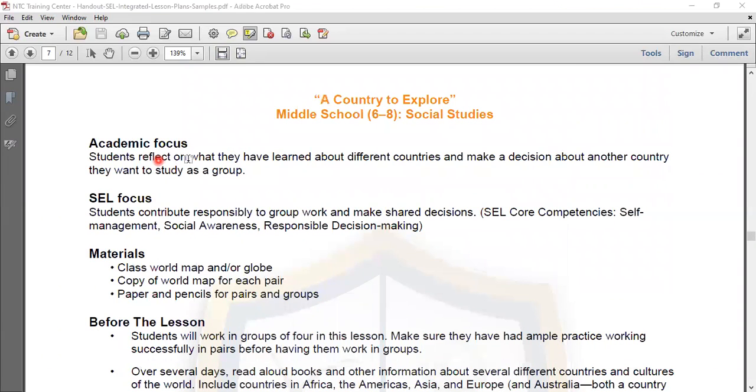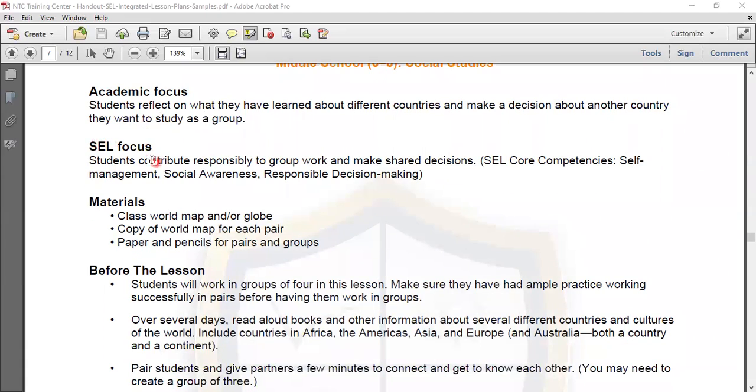Academic focus: students reflect on what they have learned about different countries and make a decision about another country they want to study as a group. SEL focus: students contribute responsibly to group work and make shared decisions. SEL core competencies: self-management, social awareness, responsible decision making. Materials: class world map and a globe, a copy of a world map for each partnership, papers and pencils for partners and groups.